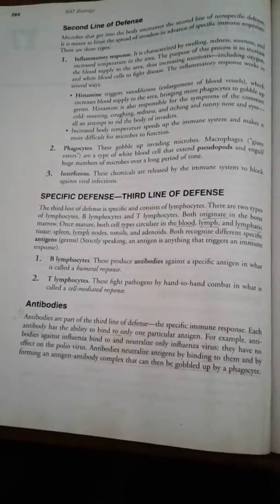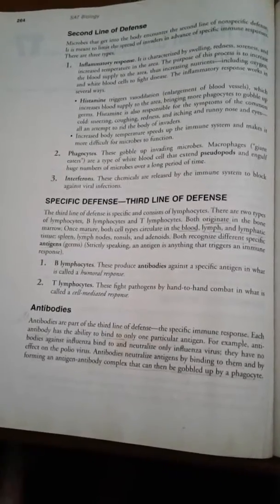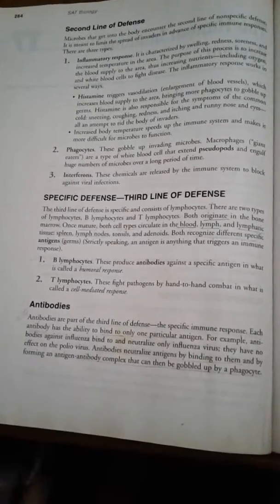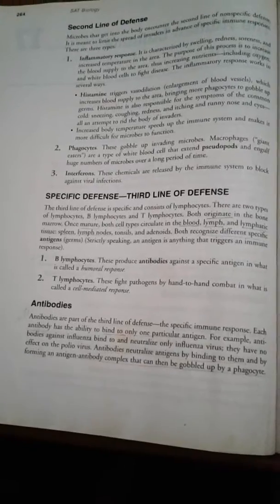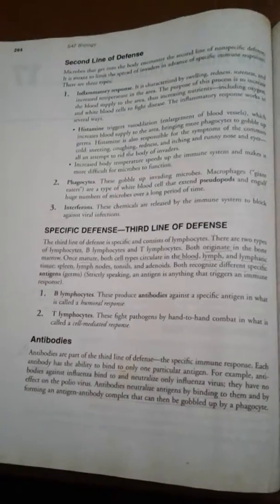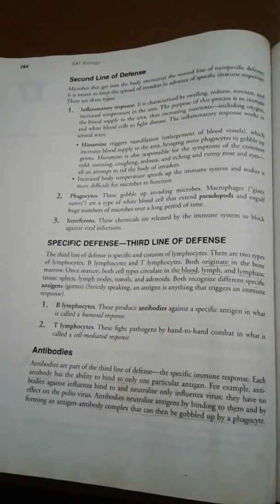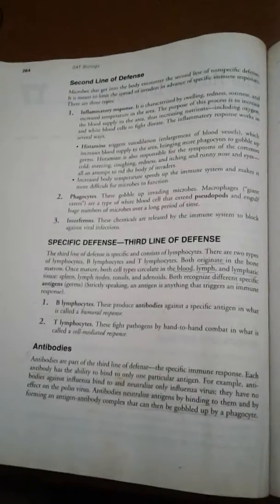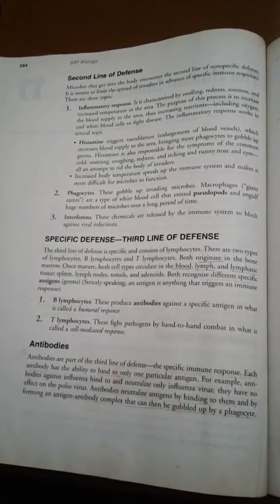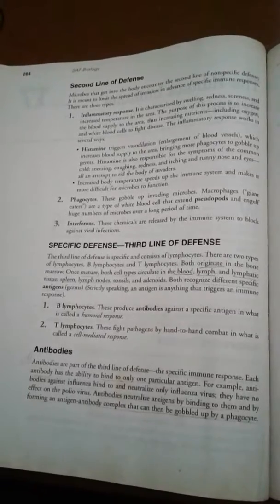So we move on to antibodies, which are produced by B lymphocytes. They are part of the third line of defense because they are produced by B lymphocytes. One antibody binds to only one particular antigen. So for example, if you've got the flu, you've got a specific antibody for that flu. Antibodies neutralize the antigens by binding to them, so they bind to them and do not allow them to do their job.